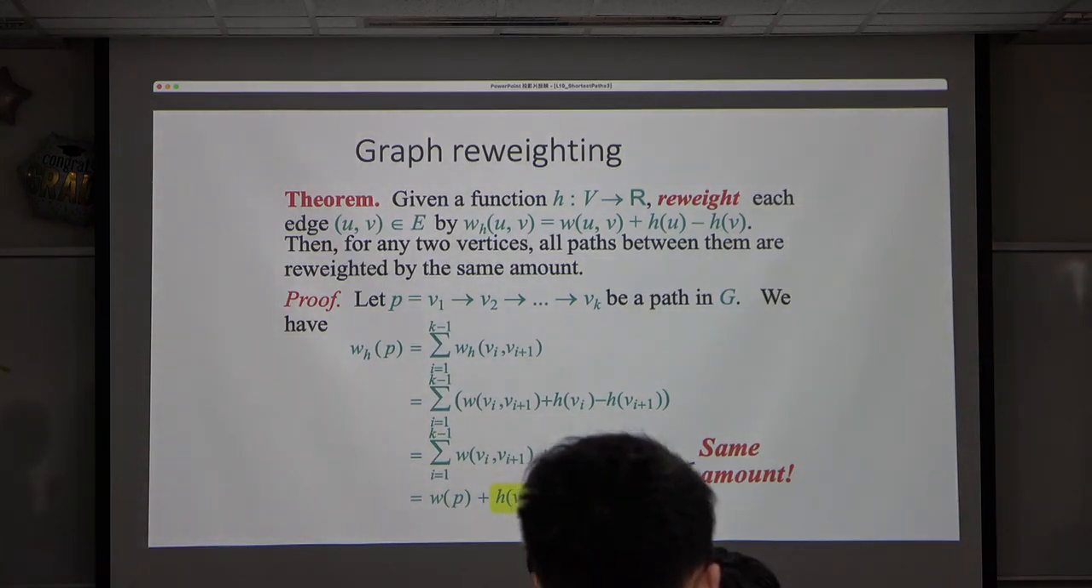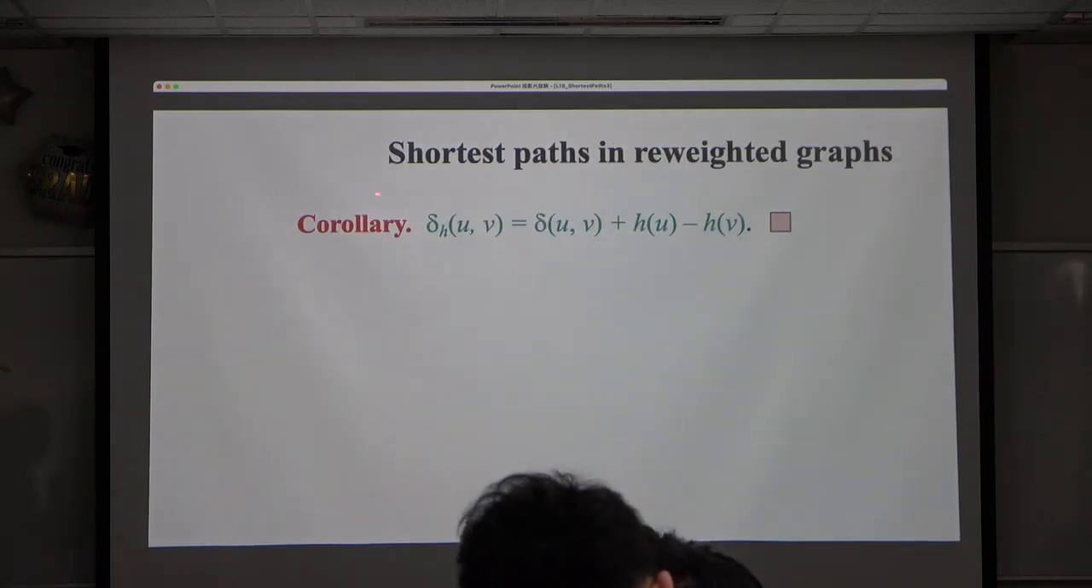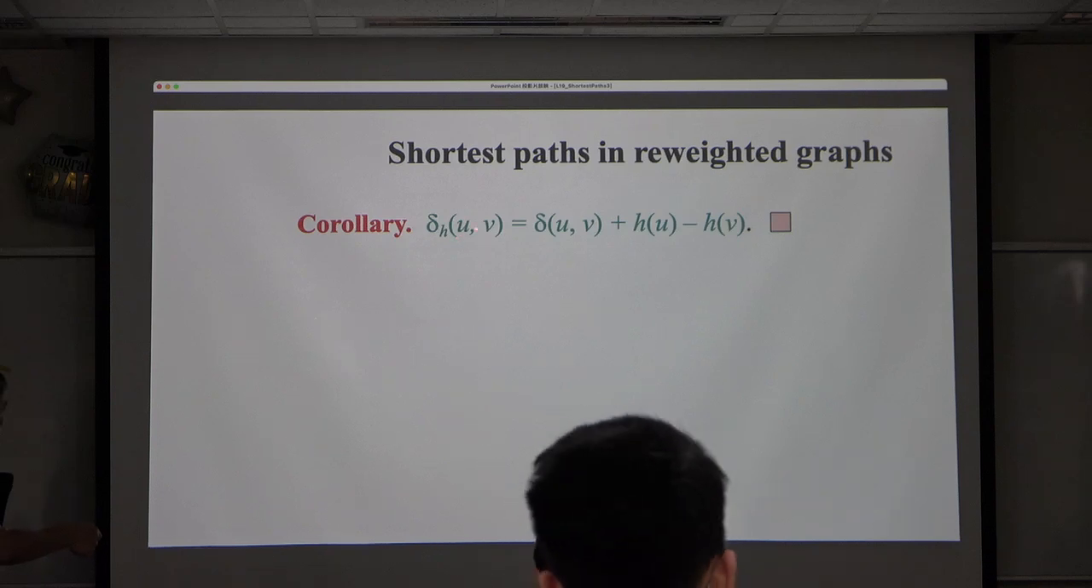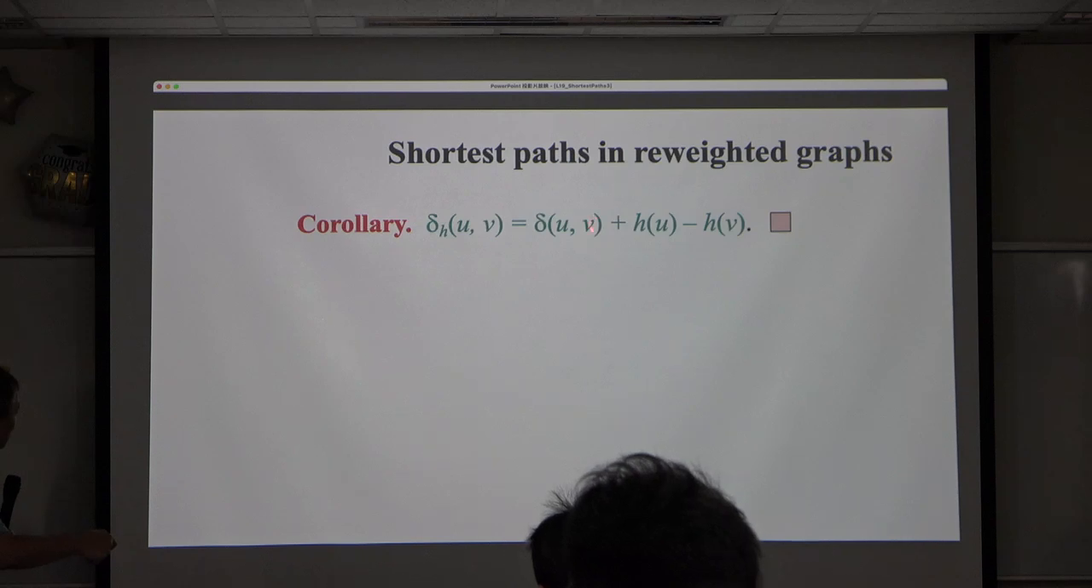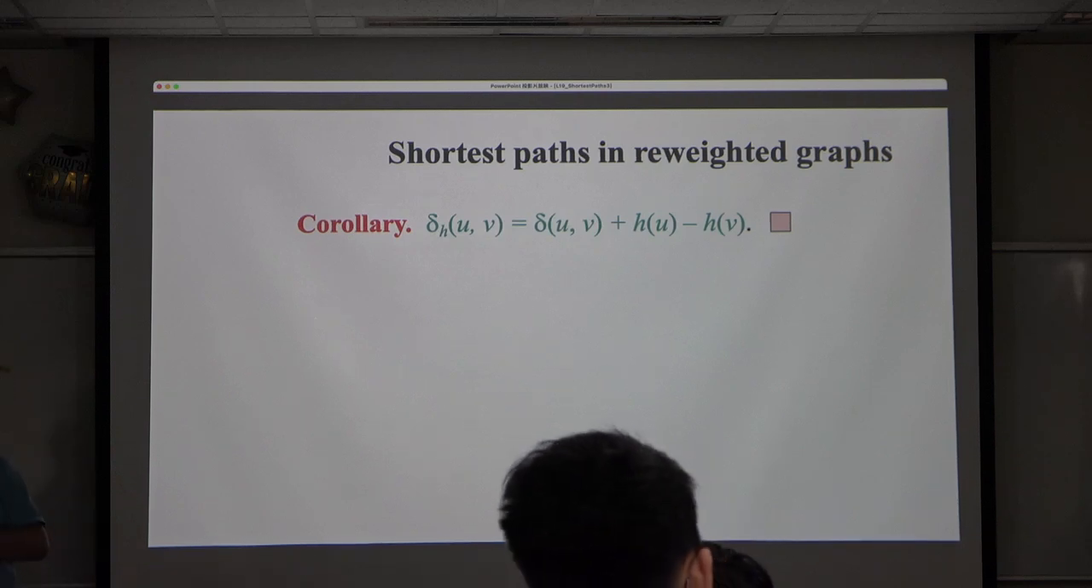So, obviously, this is also true for the shortest path. So after the reweight, the shortest path from U to V is going to be the original shortest path weight plus h(U) minus h(V), right? We have this directly from the previous discussion, right?